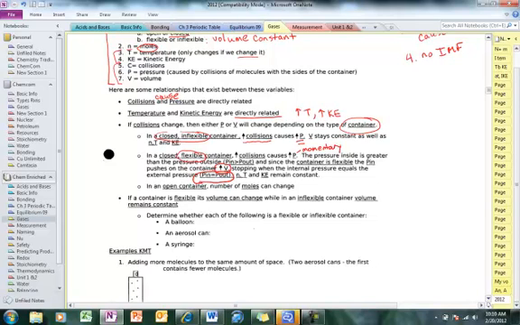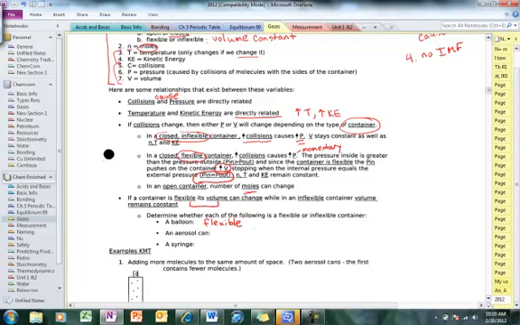The other thing to think about is that we've got an open container. If we do have an open container, molecules are free to move in and out. Therefore, our number of moles can change. So if we're talking about a flexible container, remember, the definition of a flexible container is that its volume can change. An inflexible container is where the volume cannot change or remains constant. So a balloon. Can a balloon's volume change? Absolutely. So a balloon is going to be considered a flexible container.